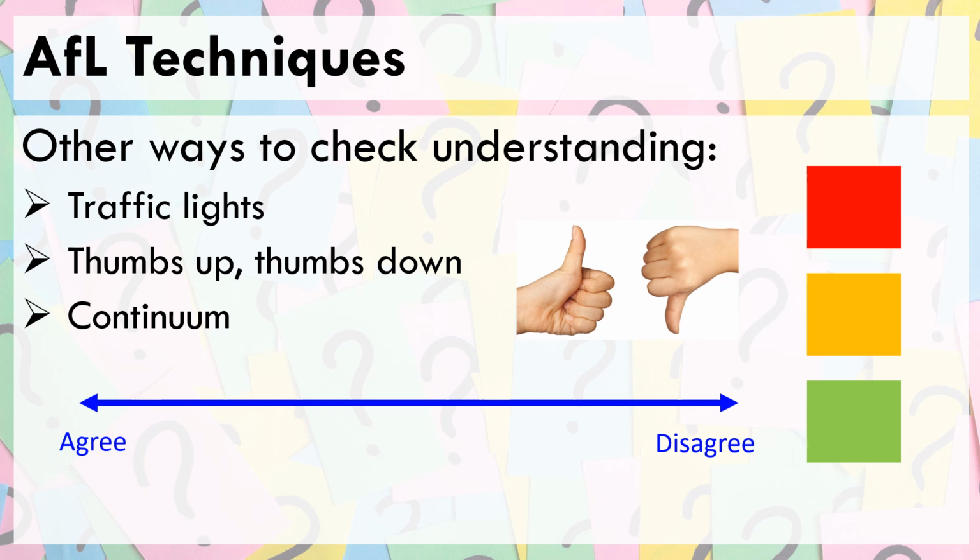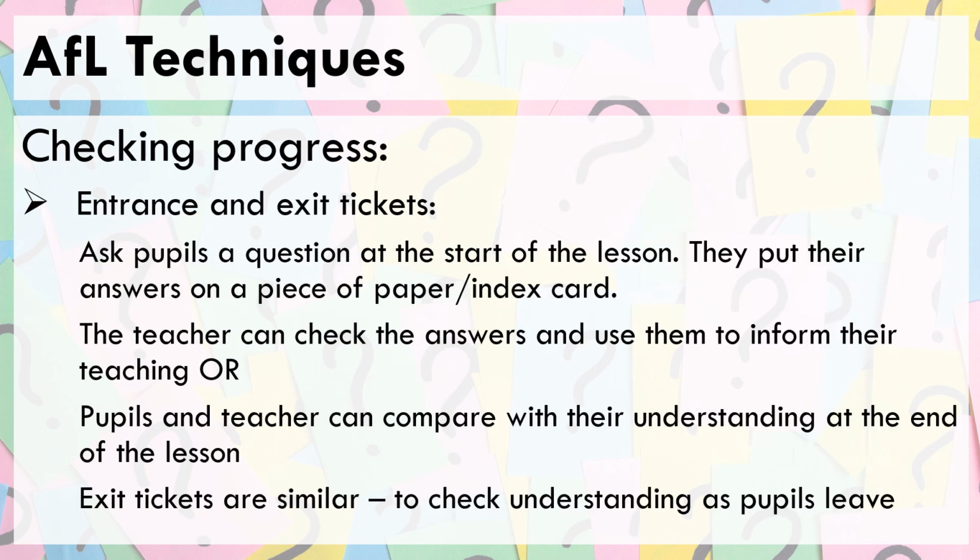Thumbs up, thumbs down, or a continuum. You can actually get students to line up across your classroom and say, well, I do agree, or I don't agree, or I'm somewhere in the middle. There are various forms of what we call entrance or exit tickets.